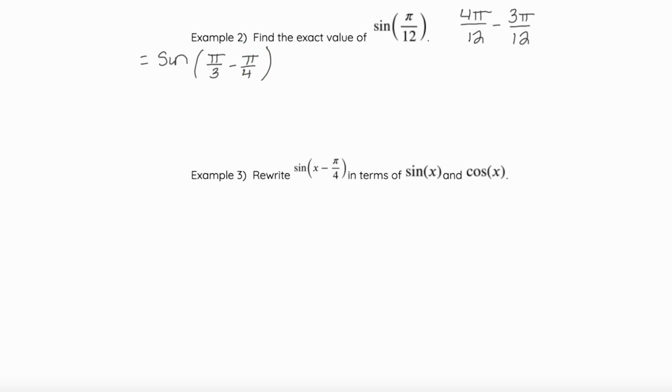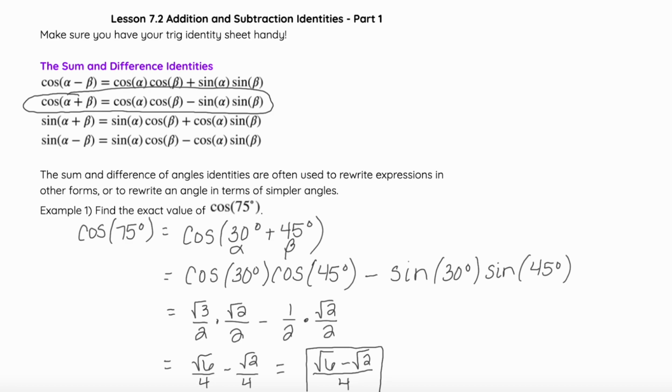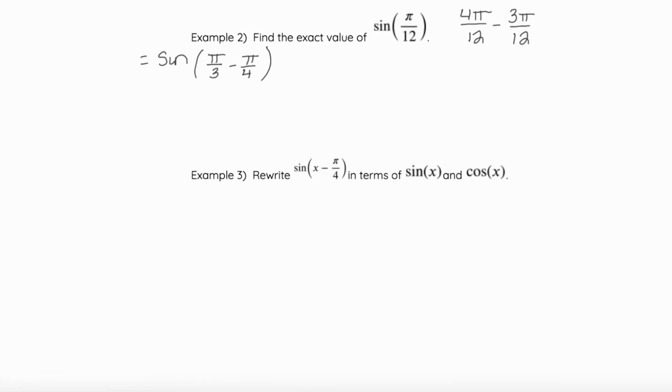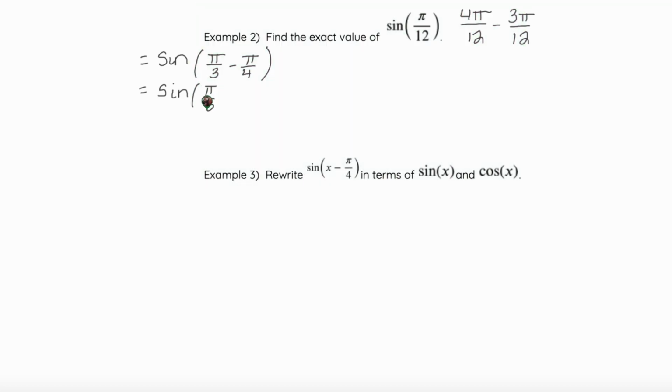And then using the difference of sine, so when we look at our bottom row, we're going to be using the difference of sine to rewrite. This then will provide us with sine of pi over 3 times cosine of pi over 4 minus cosine of pi over 3 times sine of pi over 4.